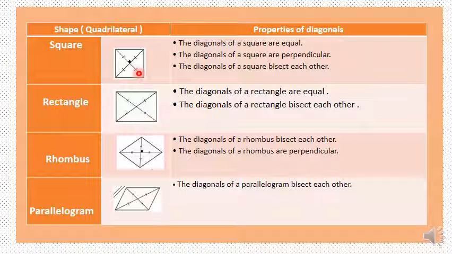A square has diagonals that are equal, perpendicular, and bisect each other. The rectangle has equal diagonals that bisect each other. The rhombus has diagonals that are perpendicular and bisect each other, while the parallelogram has only diagonals that bisect each other.